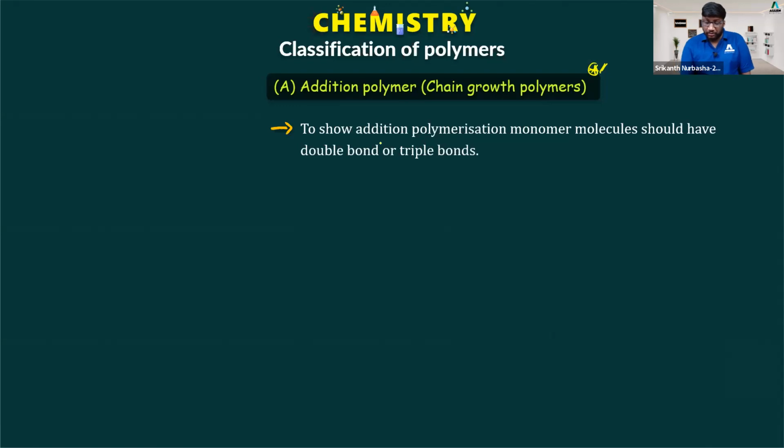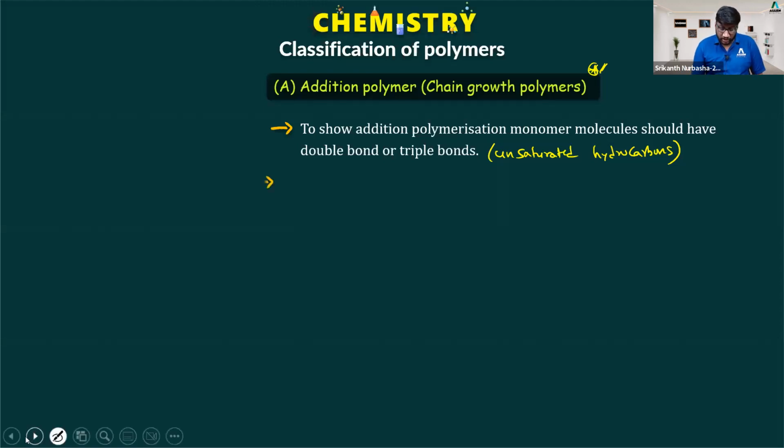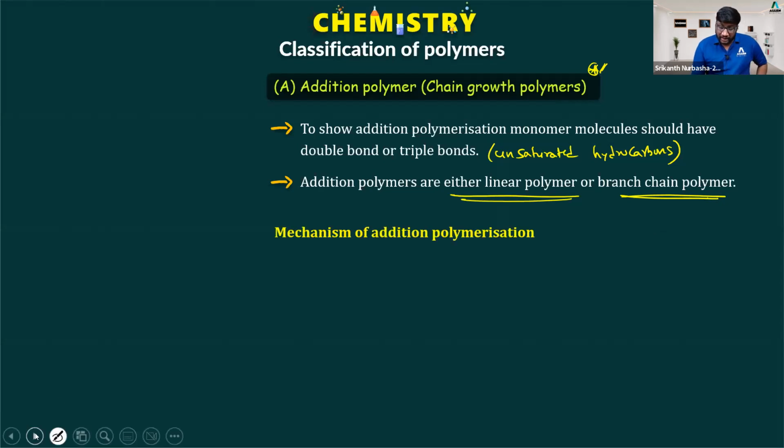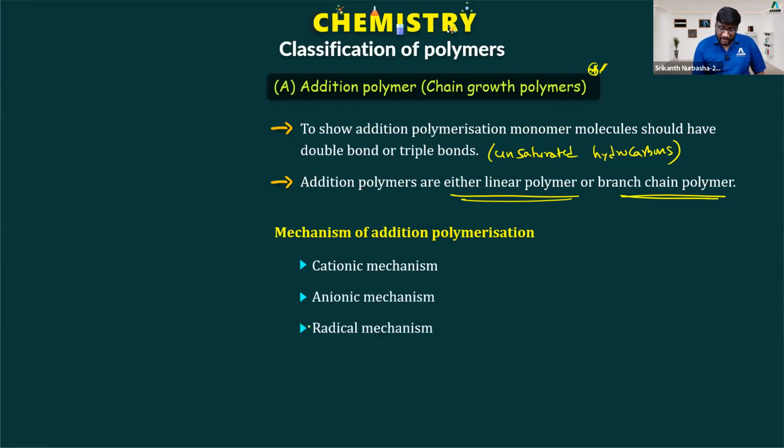Addition polymers or chain growth polymers. To show addition polymerization, the monomer molecule should have a double or triple bond, that is, unsaturated hydrocarbons should be present. Addition polymers are either linear polymers or branched chain polymers. The mechanistic approach for addition polymerization is assumed to be in three fashions: free radical mechanism, cationic polymerization, anionic polymerization. Out of all these three, the free radical path is the most widely accepted path, and that was studied.